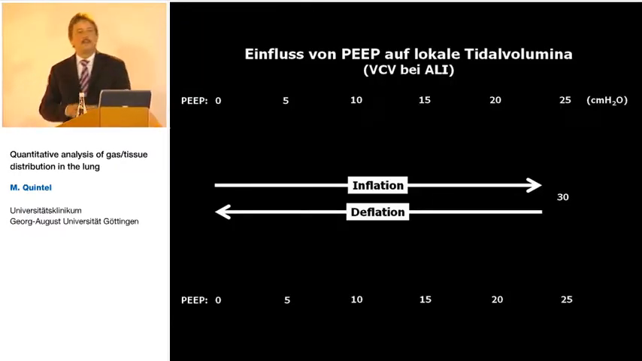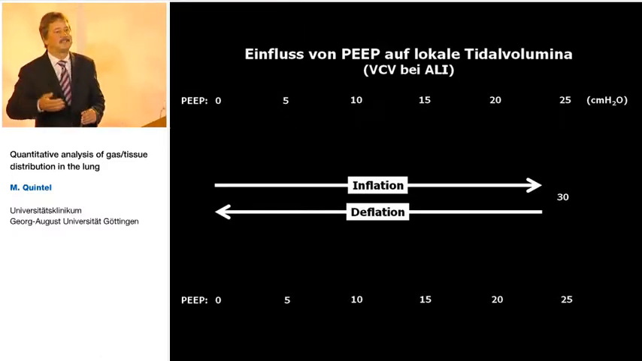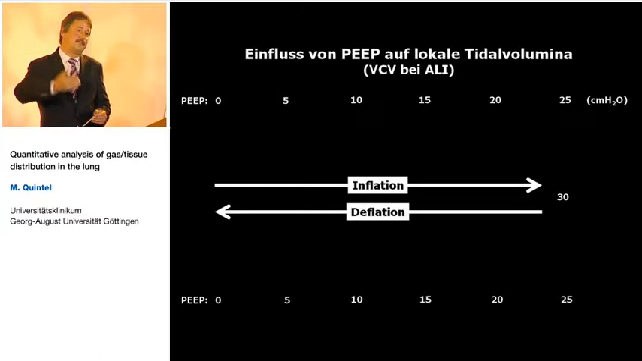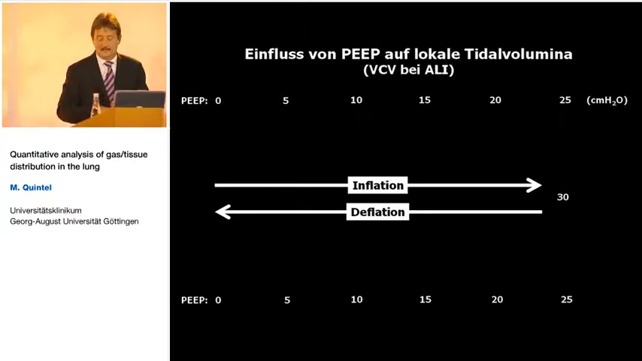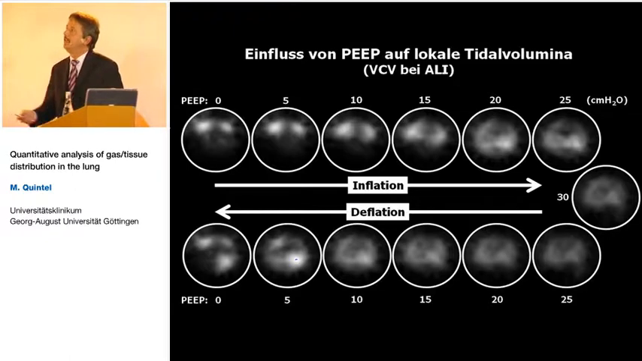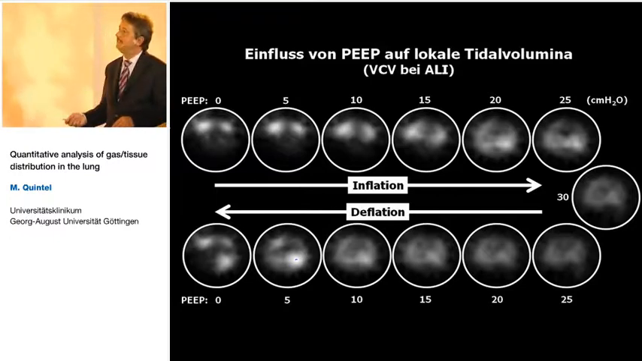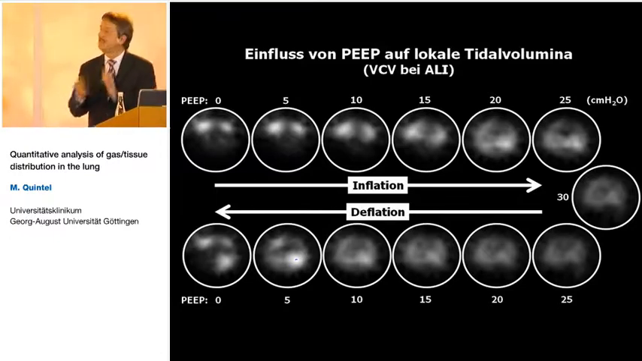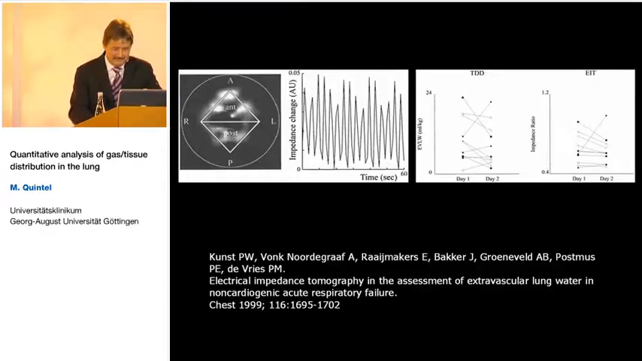However, you have had several chances over the day to realize that there's a difference between inflation and deflation. I would like to show you with work that has been done by Ines Frerichs in Göttingen. Using EIT technique, she has shown what happens on the inflation and deflation limb of the pressure volume curve. You can see there is more homogeneous distribution of aeration at the same pressure level on the deflation limb when you compare it to the inflation limb.